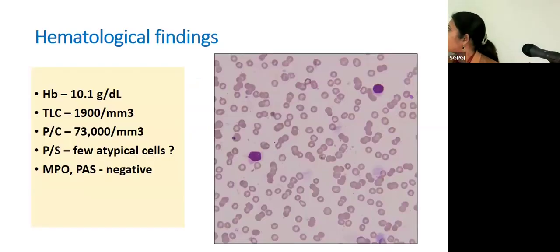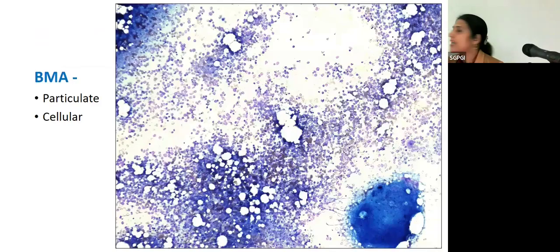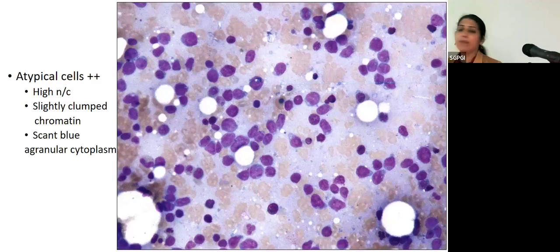And this is what you now get in the bone marrow. Some atypical cells. Okay. Again, there are few atypical cells. Hemoglobin is still fine, but TLC is very low. Platelets are low. Few atypical cells, MPO and PAS negative. Aspirate is particulate, it is cellular. Look at the high power in the aspirate, very clear blasts.